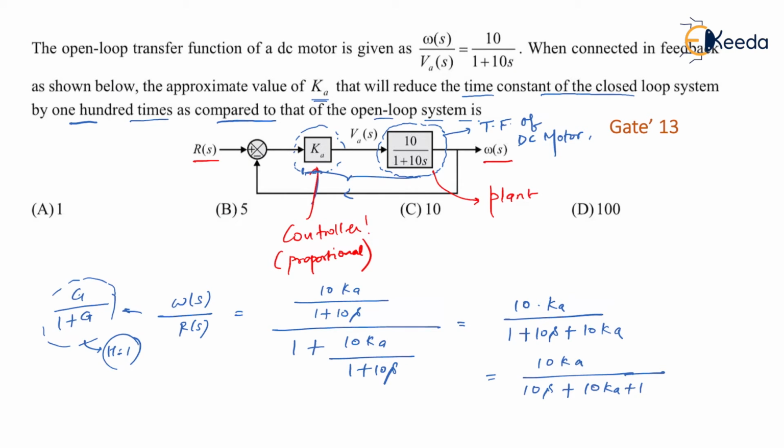See, the time constant of the closed loop system should be reduced 100 times. In fact, they are saying reduced by 100 times as compared to the open loop system. Therefore, the relation is that tau, the time constant for the closed loop system, should be the time constant for the open loop system divided by 100. I hope you got my point.